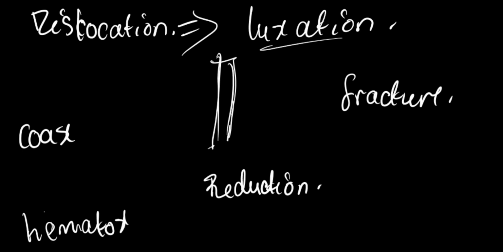Okay, same thing applies for a dislocation. A dislocation can of course be repaired by simple reduction. Okay, so the bone is just realigned without surgery. And another important term for us to take note of is subluxation.